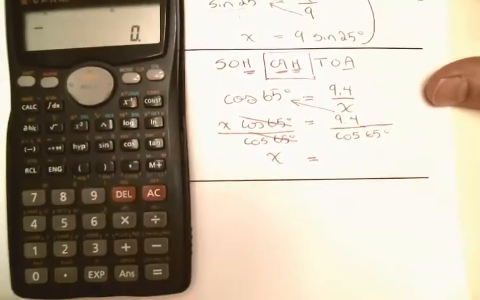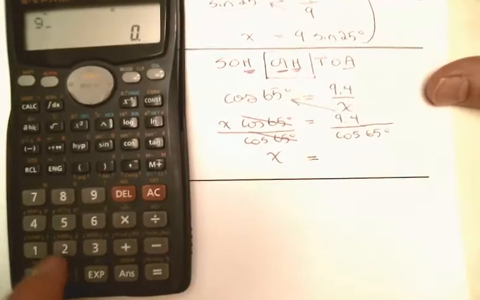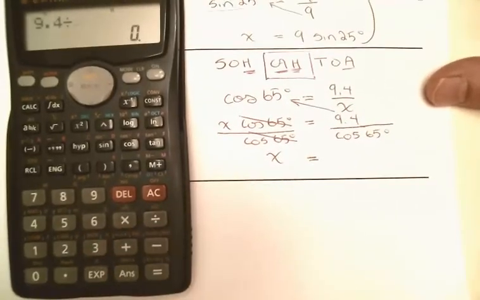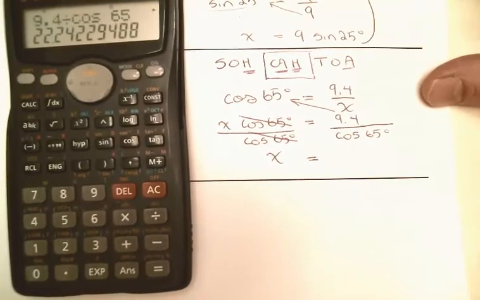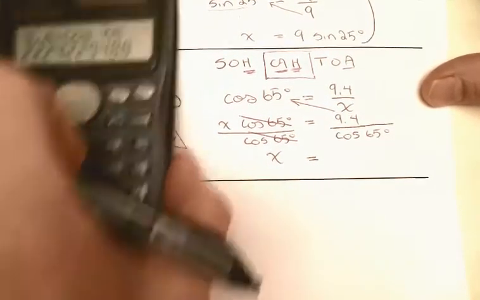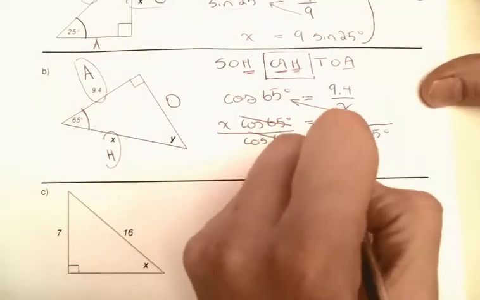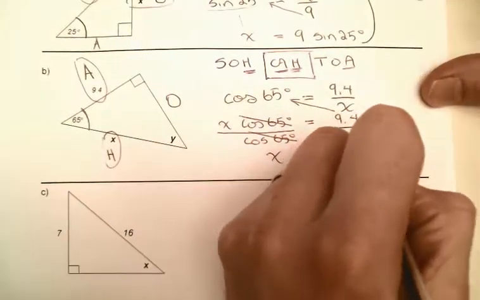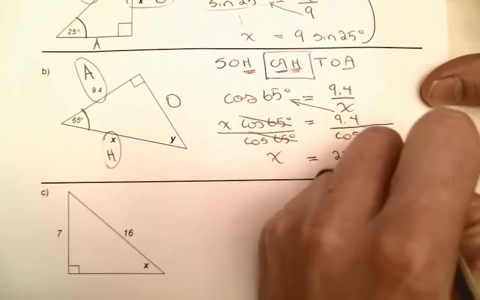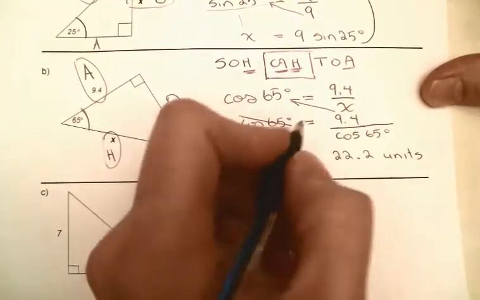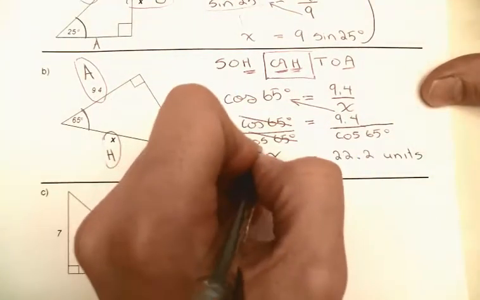Check it twice if you have to, but you can go 9.4 divide by cos 65. And you end up getting 22.2. You can say units. It's not really an application, so just 22.2 is fine, but we'll leave it like that.